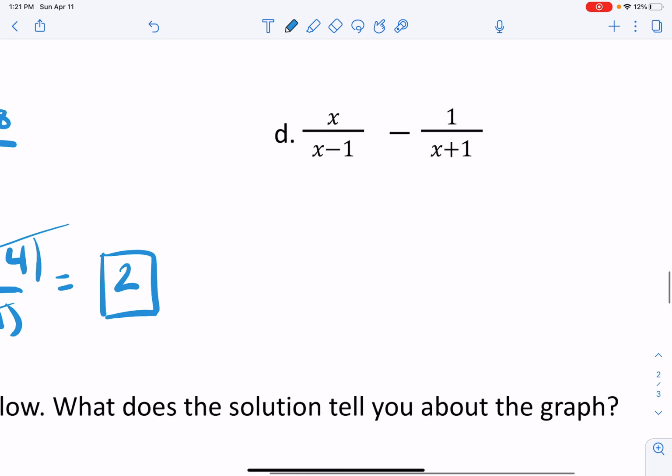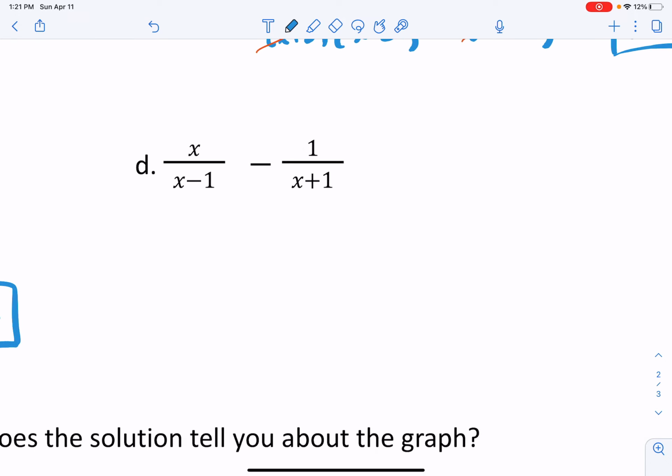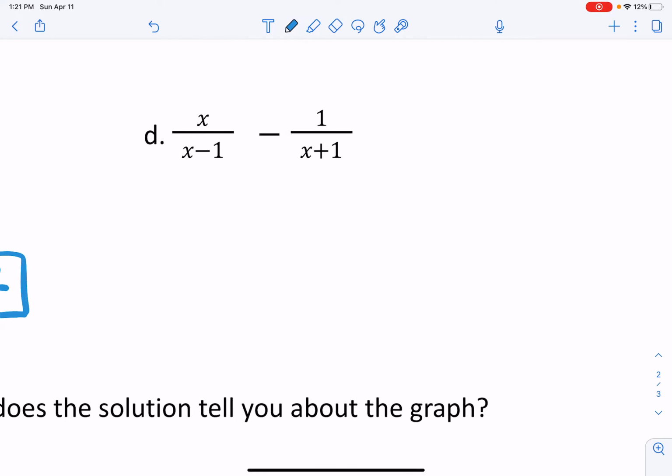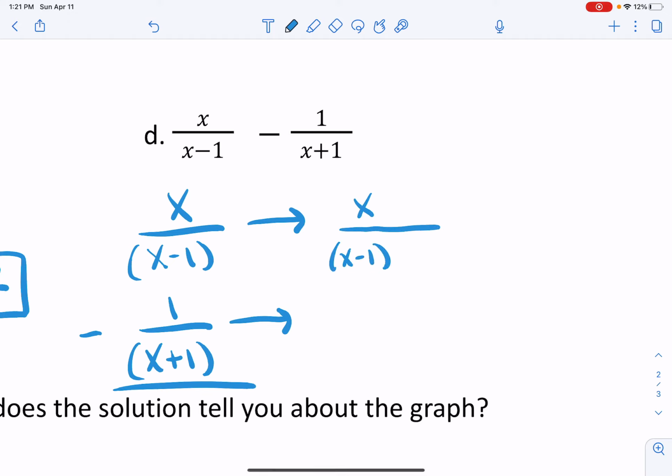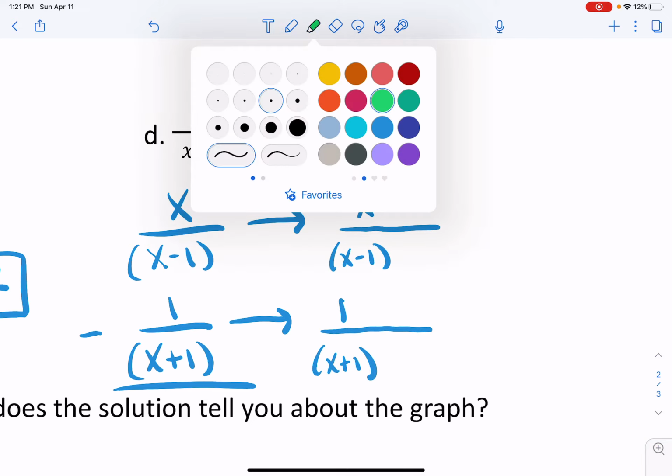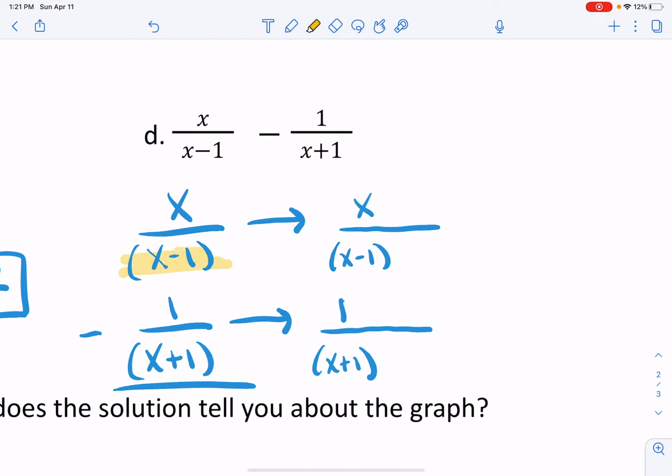Okay. And for letter D, we actually don't have the same denominator here, so there's a certain way I like to set it up. I like to take x, and then I'm going to put that in parentheses, and then 1 over x plus 1 in parentheses, and write them vertically this way. And we need to do changes so we can make them have the same denominator. So I'm going to rewrite the x and the x minus 1, and I'll rewrite the 1 and the x plus 1. So what I need to do is I need this x minus 1 here.